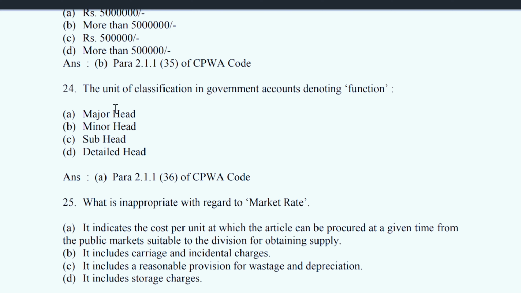Serial number 24. The unit of classification in government accounts denoting function is major head. Yes. Classification in government accounts denoting function is major head.